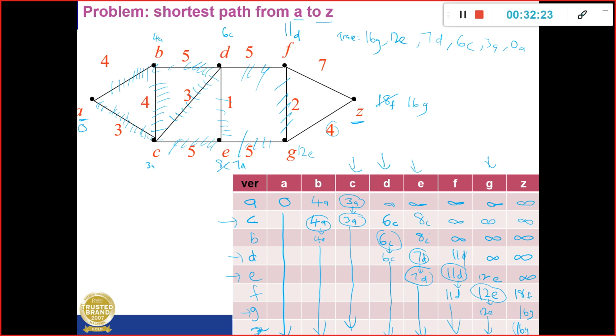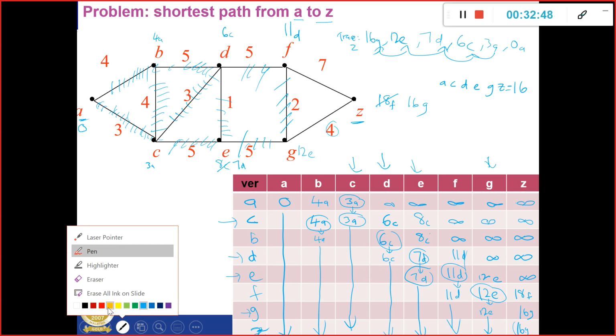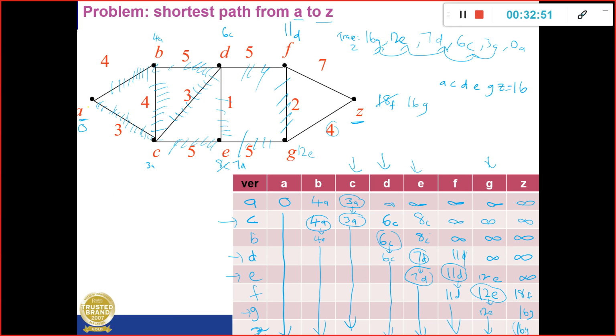So if you want to trace back, it is A, C, D, E, G, and of course Z. And the path length is 16. A, C, D, E, G, Z. This is the shortest path. When you do a trace, A, C, D, E, G, Z, and the path length is 16.